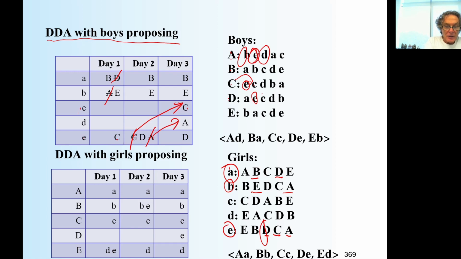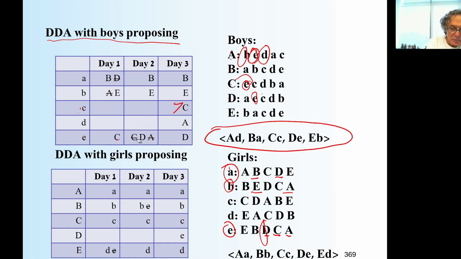We have, as you can see, every boy has a girl, and every girl has a boy. So it must be a stable matching, where boys are proposing to girls. So this is the summary of this case.